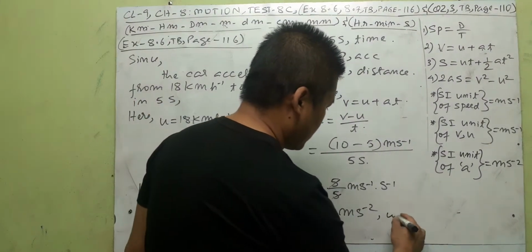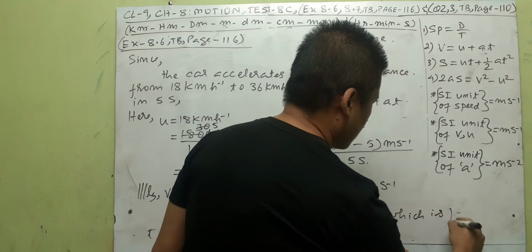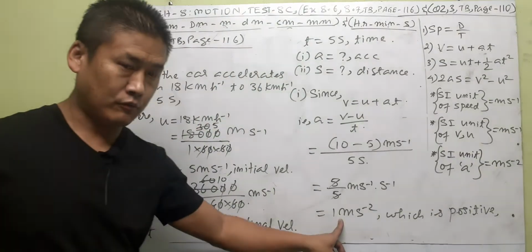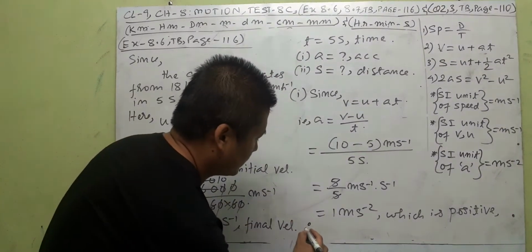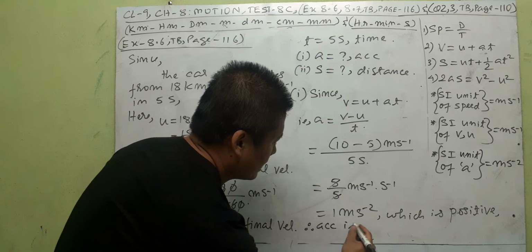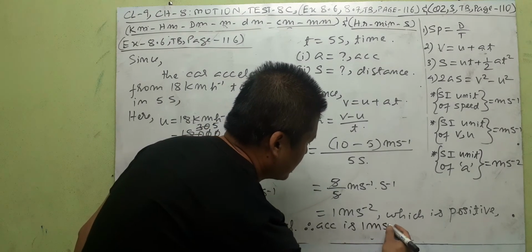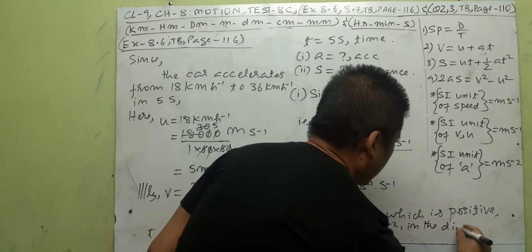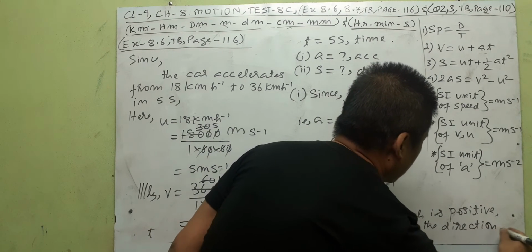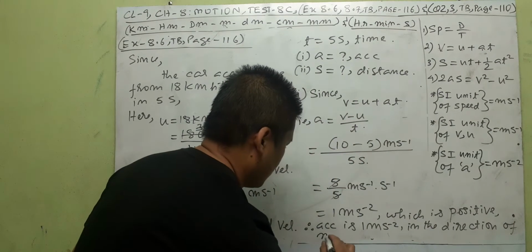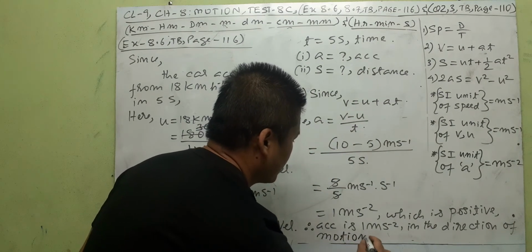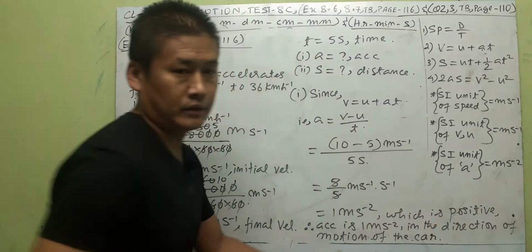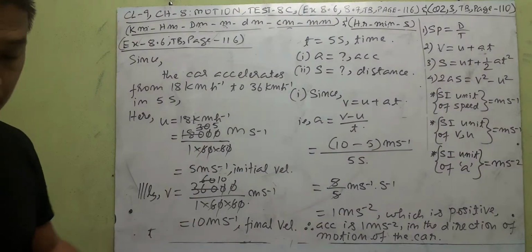So you can write here if you want, which is positive. The value of the acceleration is +1, so that's positive. Therefore, acceleration is 1 meter per second square, in the direction of motion. You can stop there, or you can mention the particular car that is mentioned in this question. So this is our first answer.